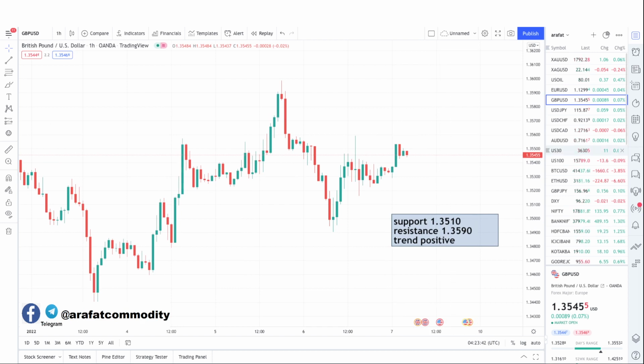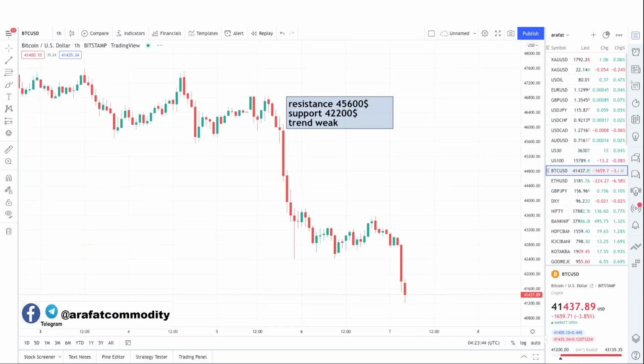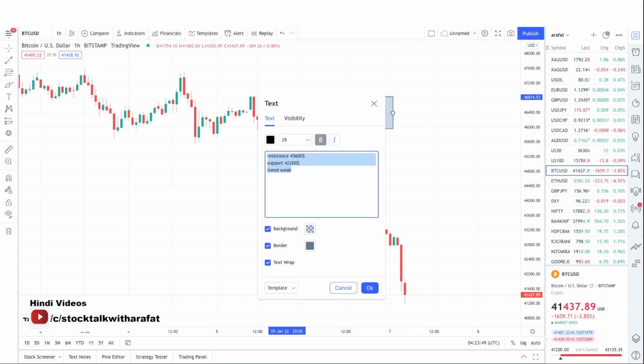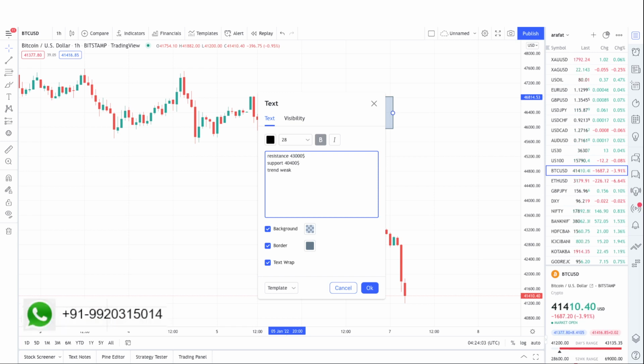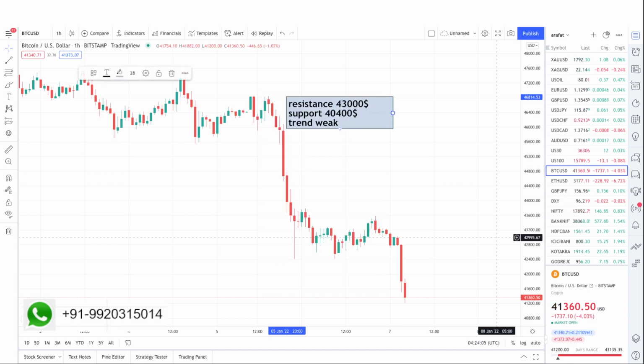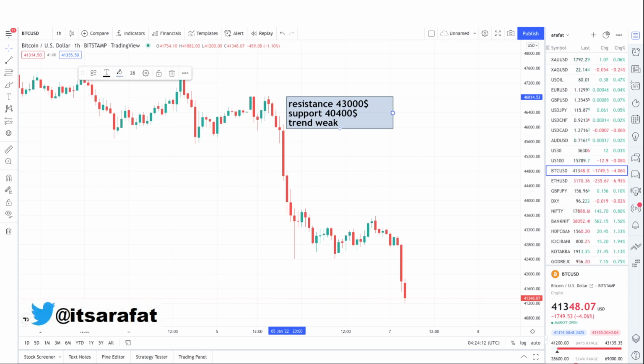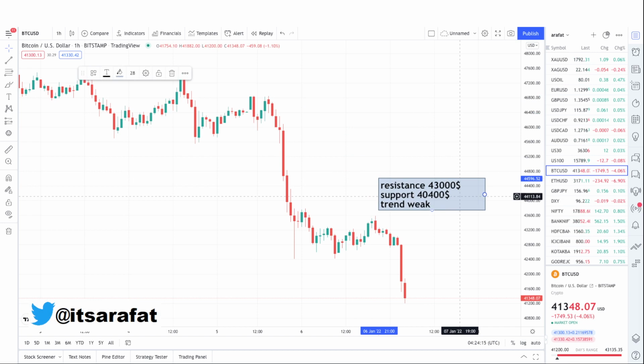Let's move on to Bitcoin. These are the levels from yesterday's video. These are invalid, of course, so I will just change them. $43,000 is resistance in Bitcoin today. $40,400 is support. Currently, Bitcoin is trading in a weak zone, so trade accordingly. I will update again in the stream if there is some major change in Bitcoin levels.